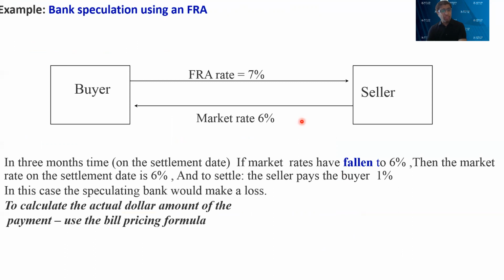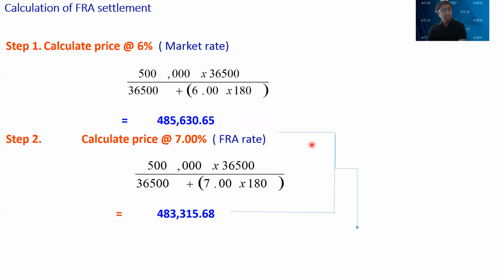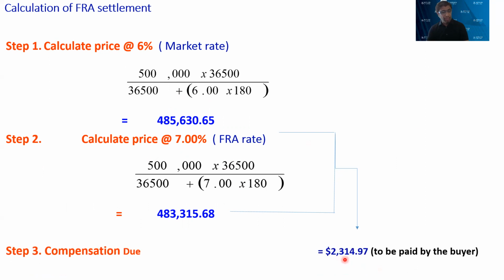Now, let me come to another situation. The market interest rate is 6%, and the FRA is 7%. You already know that the 1% will be compensated from the buyer to the seller. It's just a matter of how much. So we have to do the calculation, and we calculate according to 6%. We find it 485, and we calculate according to 7%. We find it 483. Therefore, 2,341 will be paid. This is a settlement going from the buyer to the seller. So it has to be paid by the buyer to the seller.